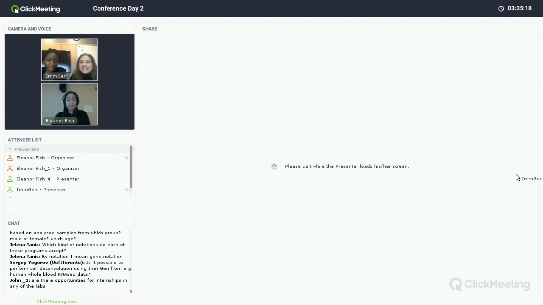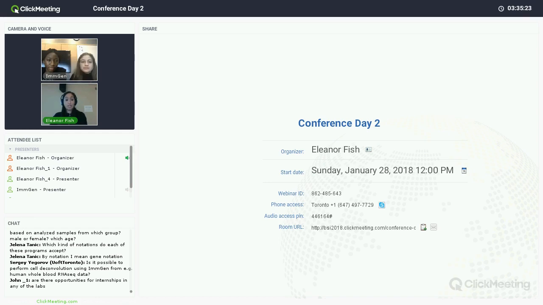Very, very cool. We also have a couple general questions. Is there data available through ImGen on where the samples came from? So for example, which group, male or female, which age distribution, etc.